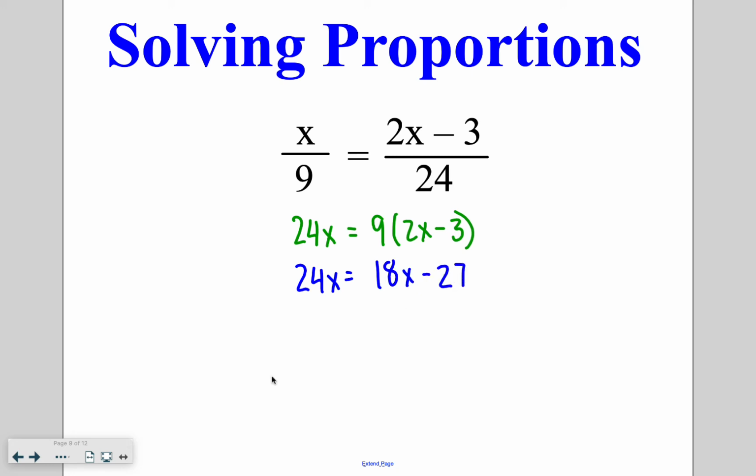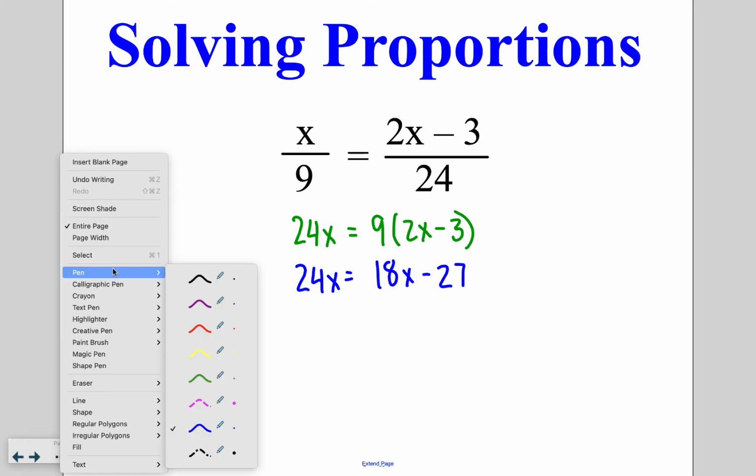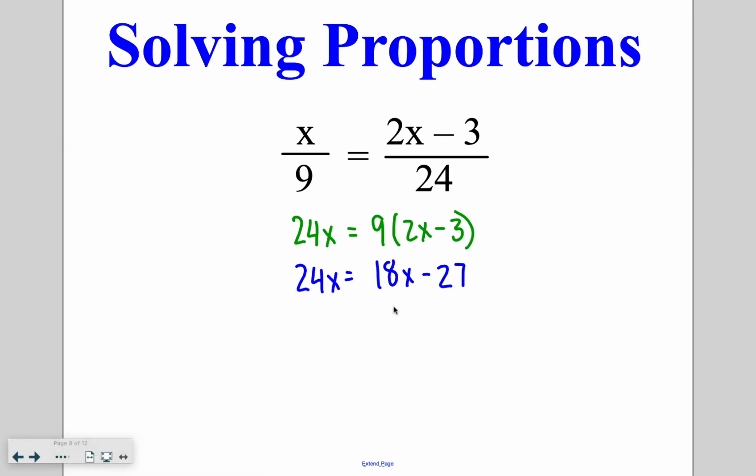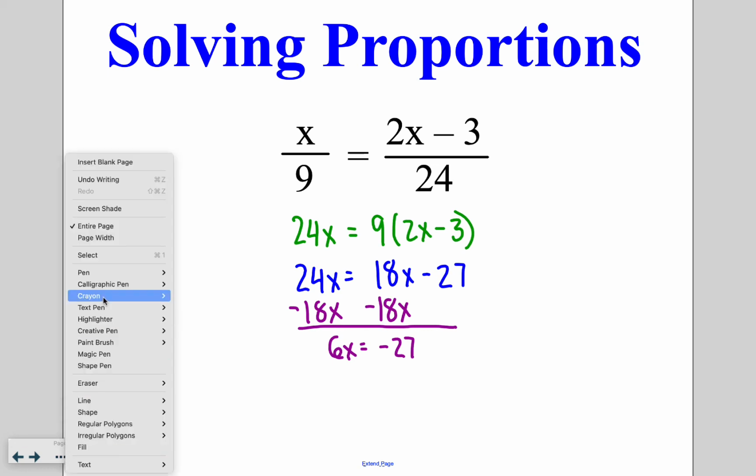Now, because there's variables on both sides, I need to get those variables together next. So I'm going to go ahead and subtract 18x to get my x's together. That is going to give me 6x is equal to negative 27. Make sure you don't lose that negative sign in front of the 27 there.